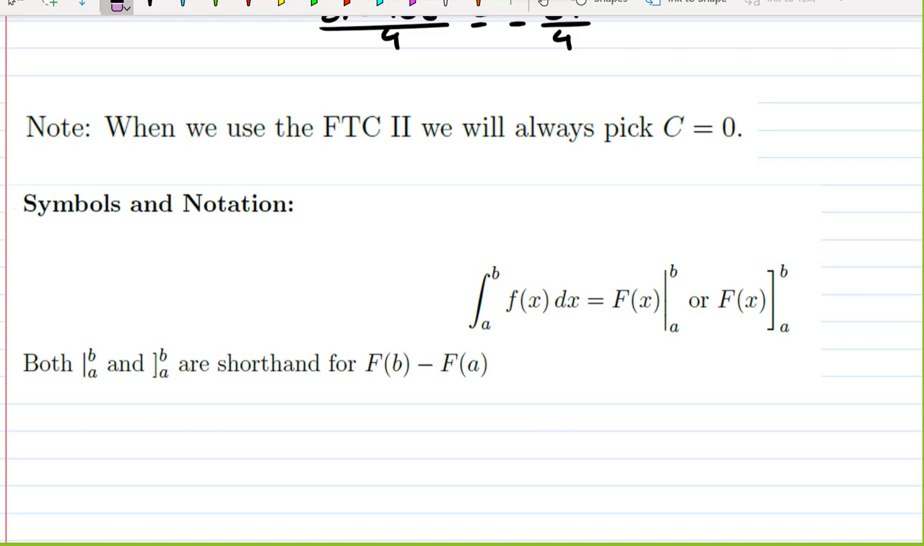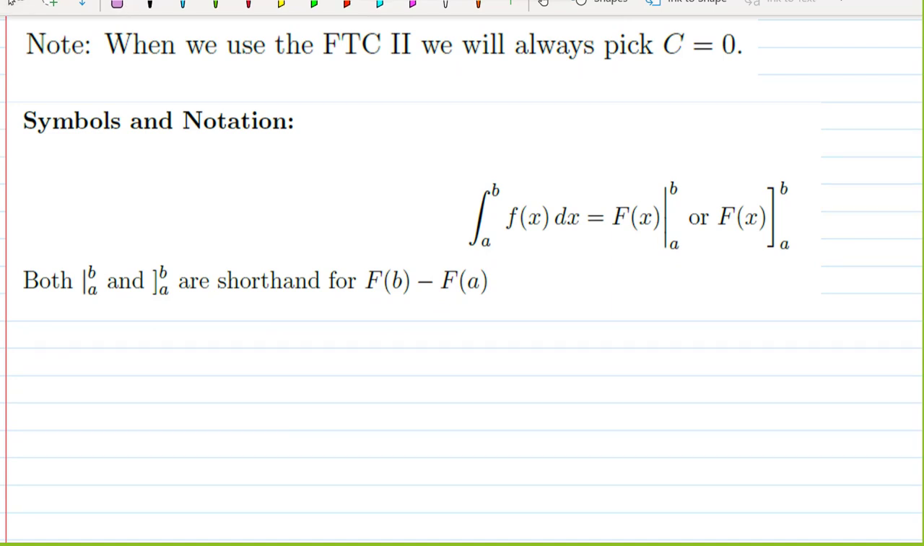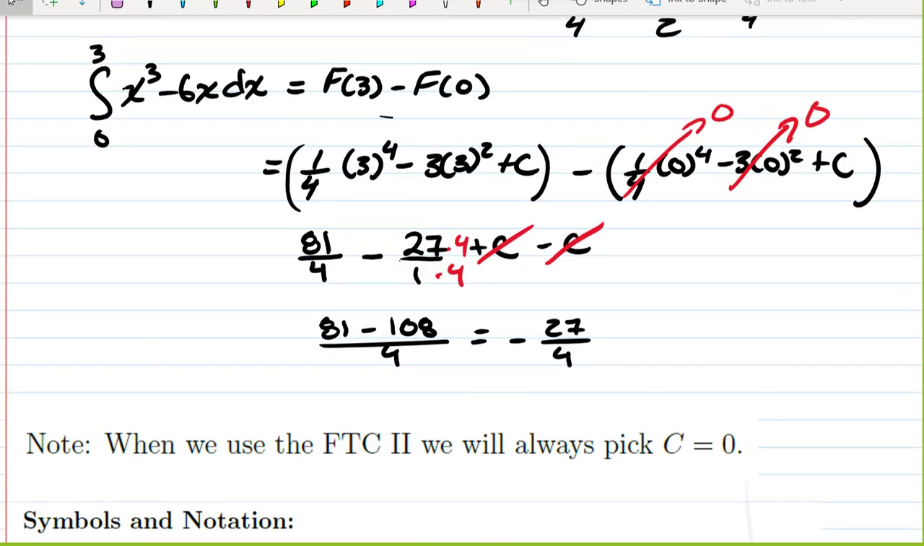When we do that, we will write capital F of x, and then we'll either write, this is a common notation, a vertical line, and then b and a, which are our limits of integration. Some books and some people will use a right square bracket to do this. Both this and the right square bracket are shorthand notations for the F of b minus F of a.